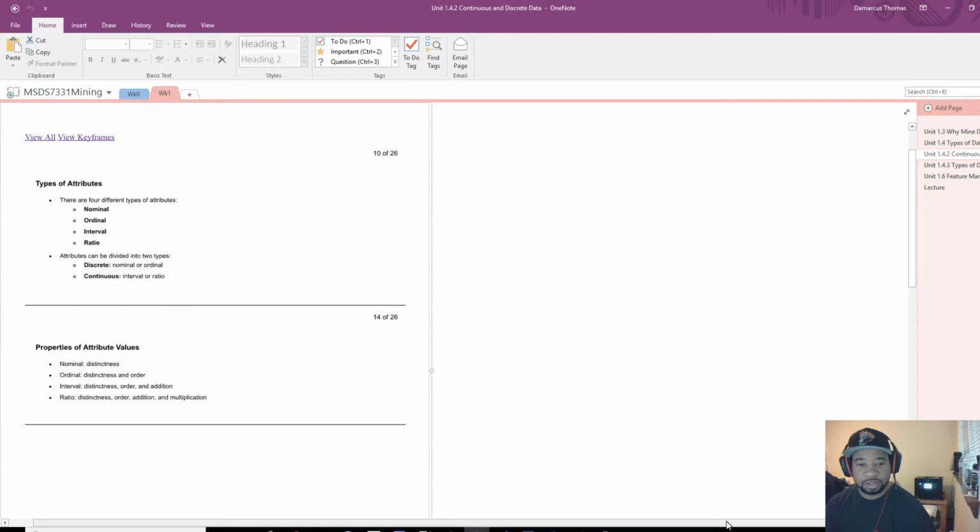What's up with the 4 levels of measurement? There are 4 different types of attributes, which could therefore be divided into 2 different sets. So we have discrete and continuous.